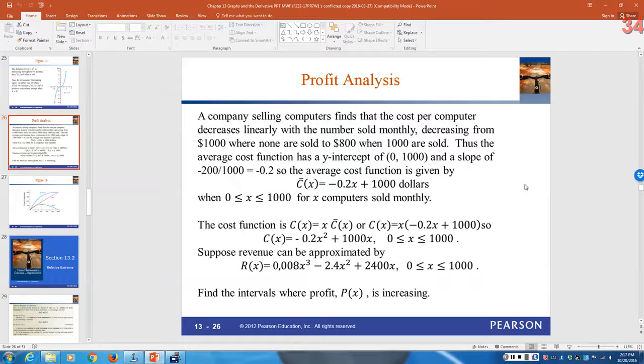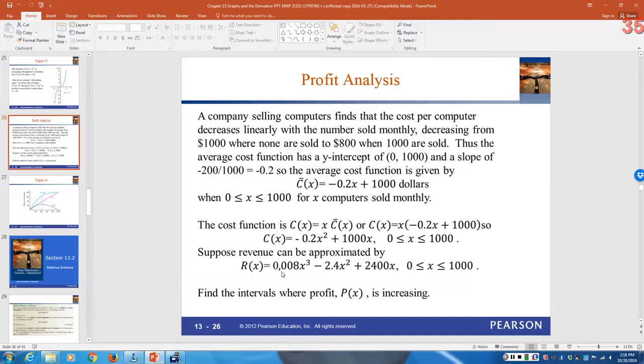So your cost function is C of x, which is x times the average cost function. X is the number of computers, and this is the average cost per computer. So that means it's going to be x times (-0.2x plus 1,000), which means that your cost function is actually quadratic. And it opens downward because it has a negative leading coefficient. So what that tells you about the cost function is that the cost is going to increase up to a certain point, and then it's going to start decreasing again.